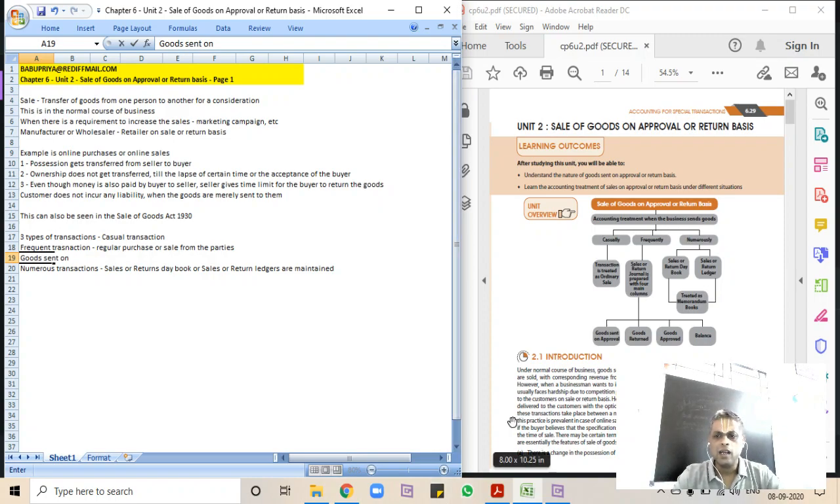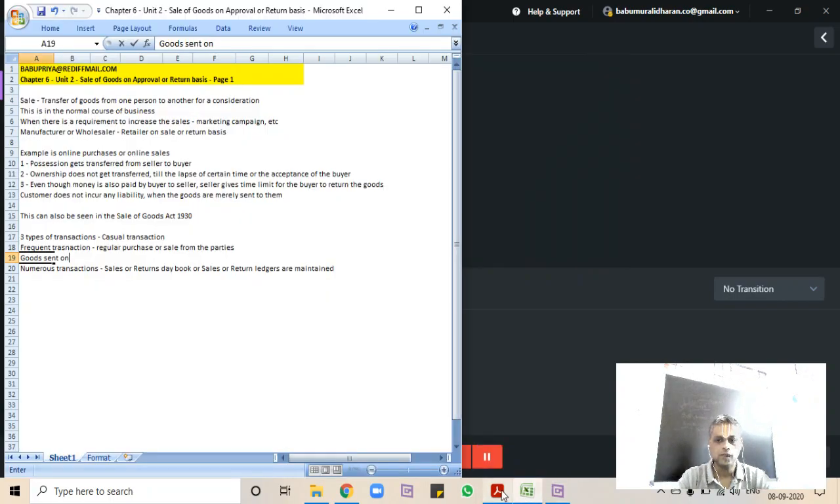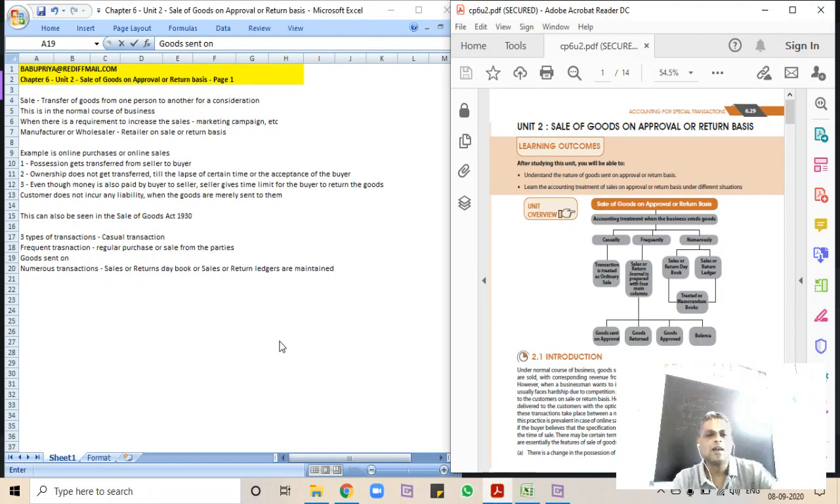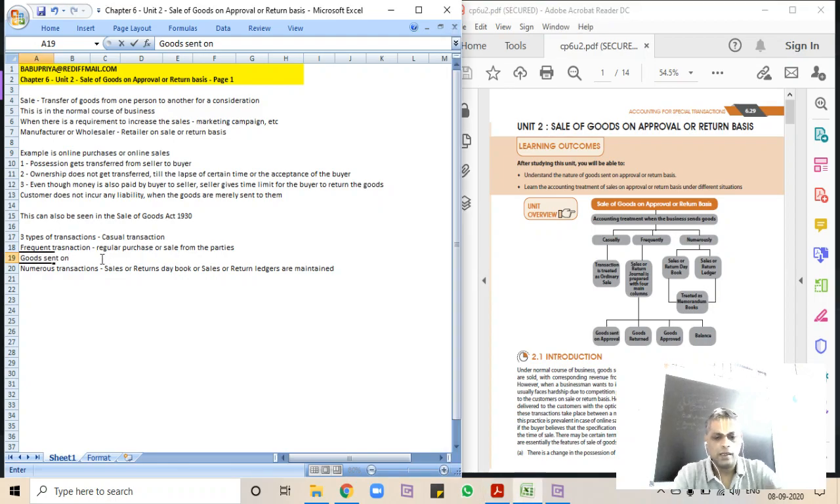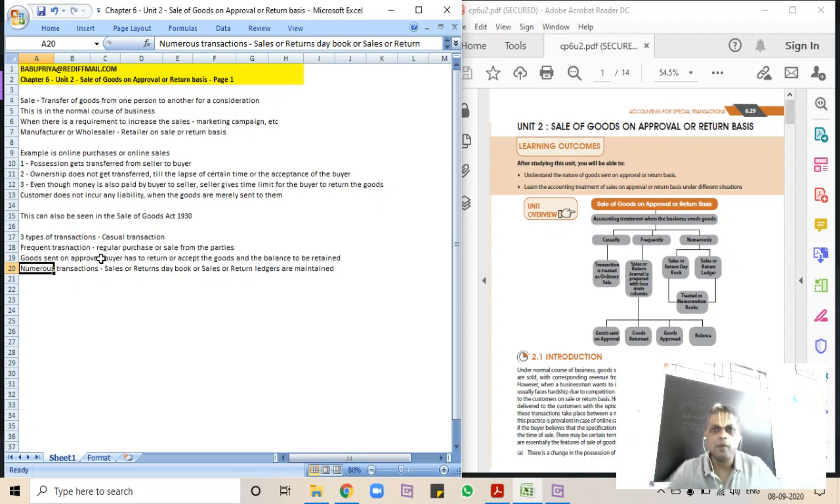Then the goods, once sent on approval, have to be accepted as well. So the goods will be sent on approval, right? Then the buyer has to return or accept the goods, and the balance is to be retained by the buyer. So a register or some form of record has to be maintained in case of frequent transactions.